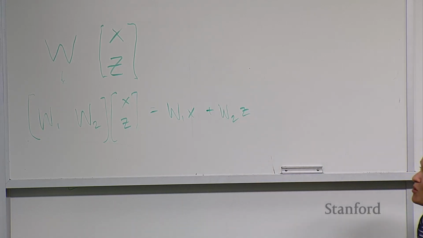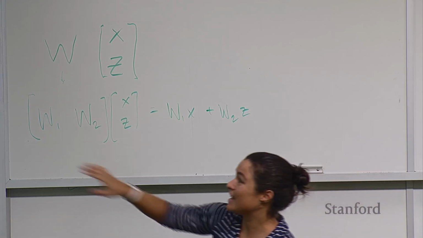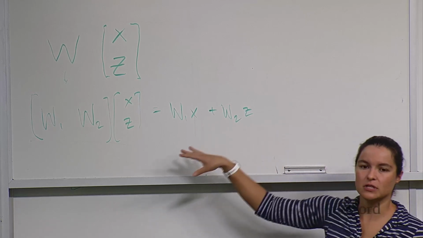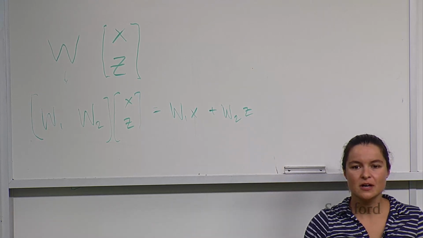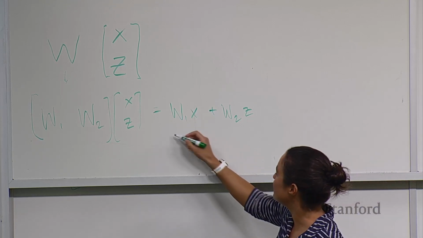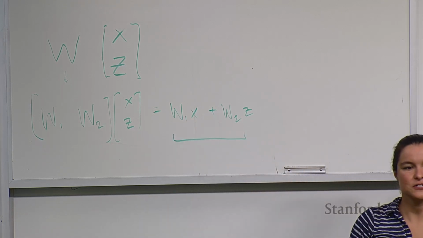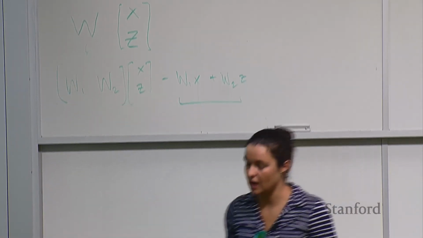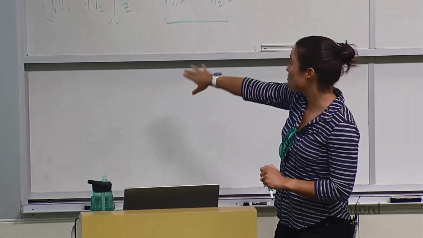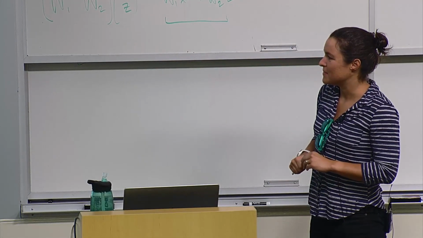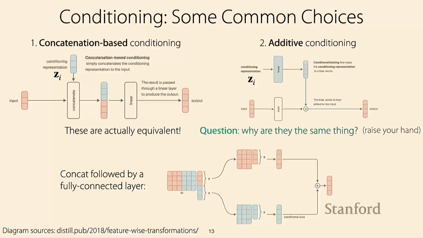And so one thing that's important in this second figure is that the X and the Z are first going through a linear layer before you add them together. This is exactly the additive conditioning version. And you can visually see this right here, where the red matrix corresponds to W1, the blue matrix corresponds to W2.